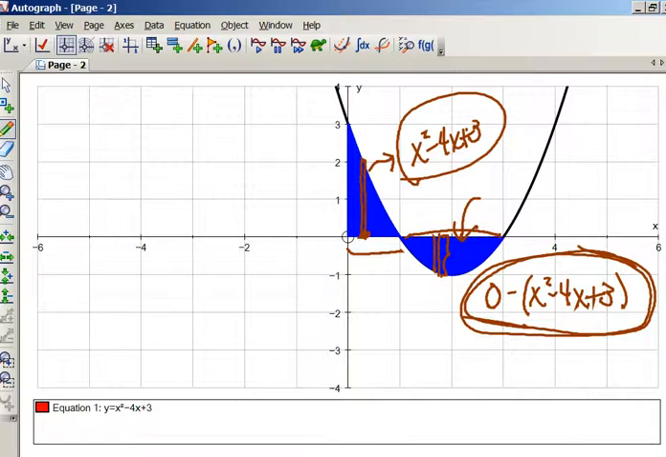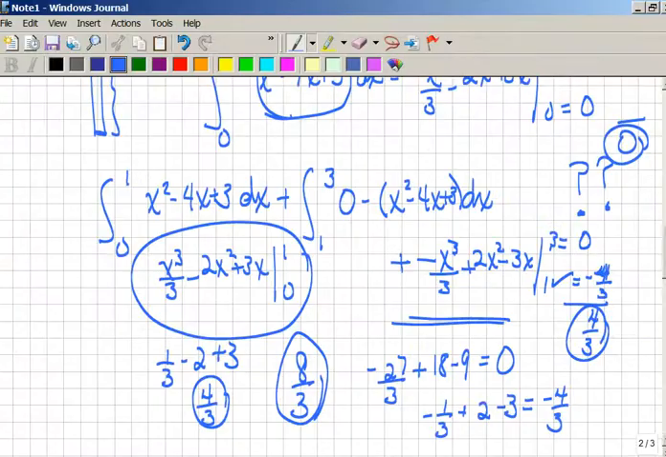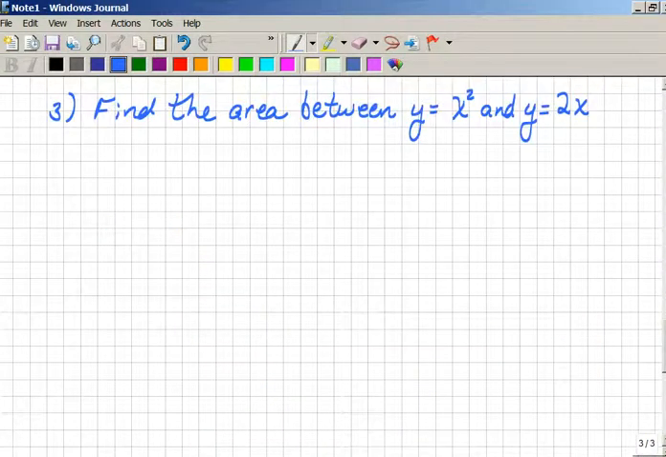Well, let's go back to the graph for just a second. So each of the two blue areas has an area of 4/3, giving a total area of 8/3. All right, let's take a look at one more example of area between curves that's a little bit different, and that will be this one. Find the area between y equals x squared and y equals 2x. Well, let's not rely on the graphing program for this problem.